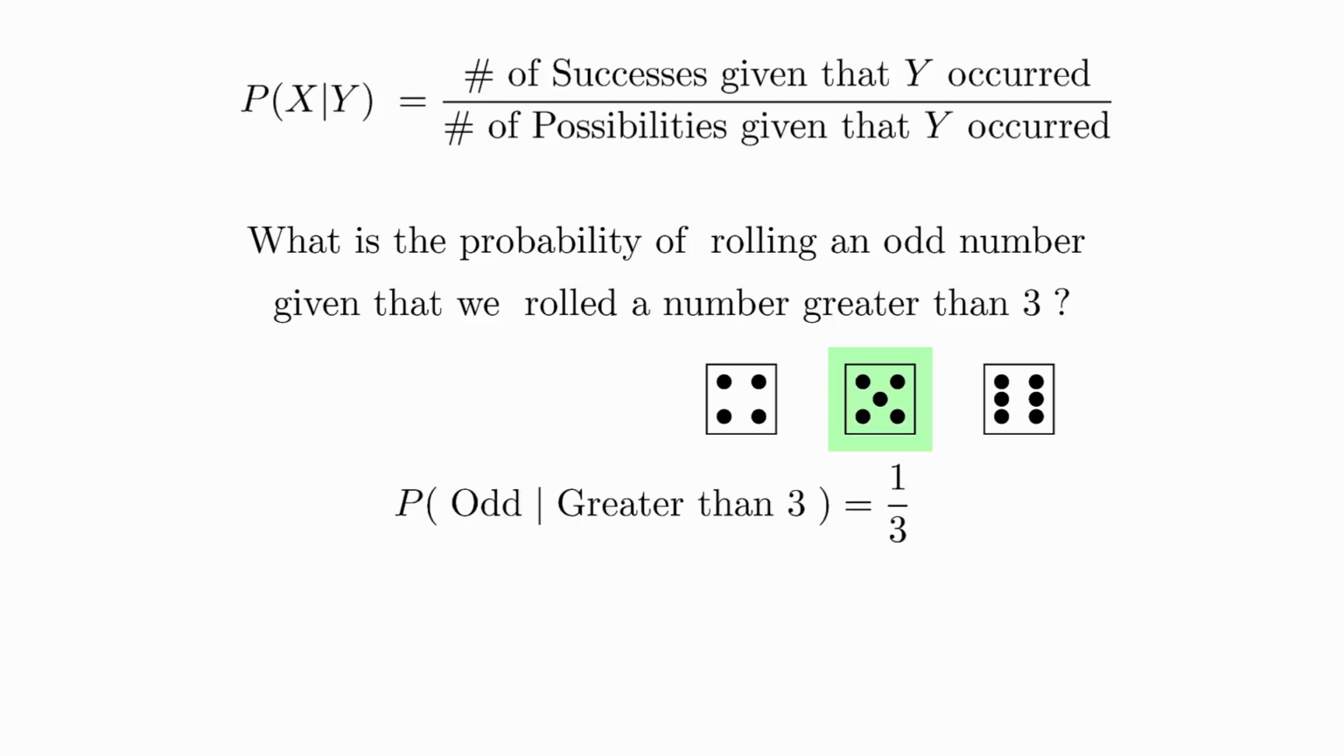Here is the notation that we use. The event to the left of the vertical line defines success, and the event to the right of the vertical line is the condition that is placed on the sample space.